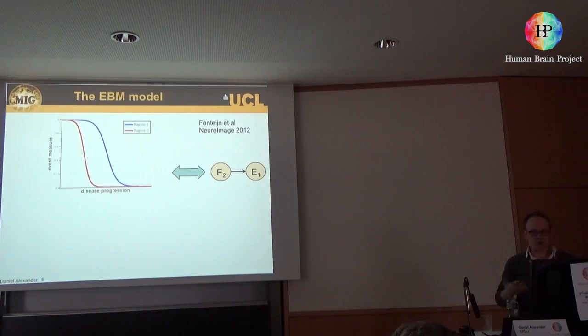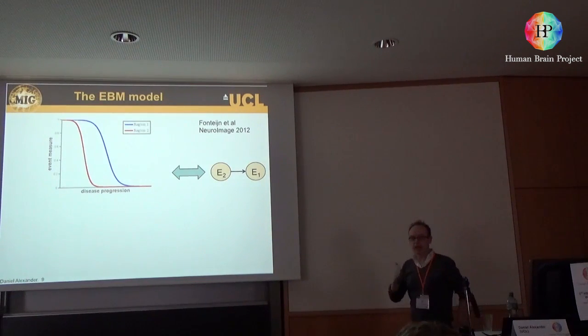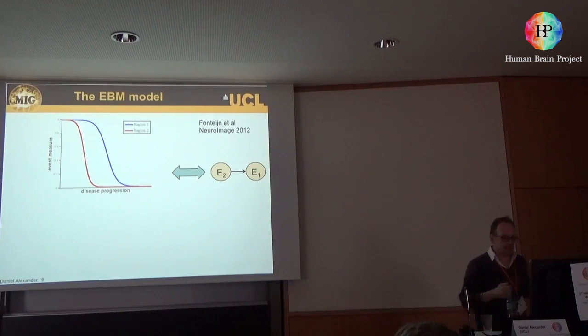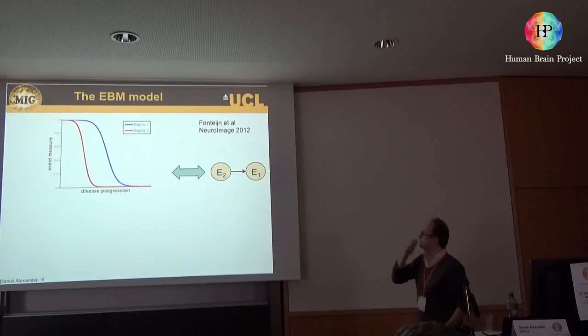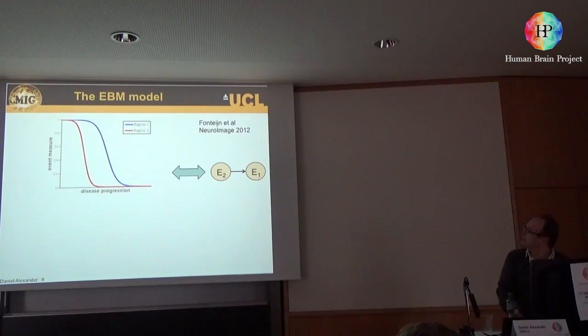How can this possibly work? Well, let me try and give you a bit of intuition as to how you can estimate this longitudinal information from cross-sectional data. Let's think just about two biomarkers, a very simple problem. So here they are, red biomarker and blue biomarker.